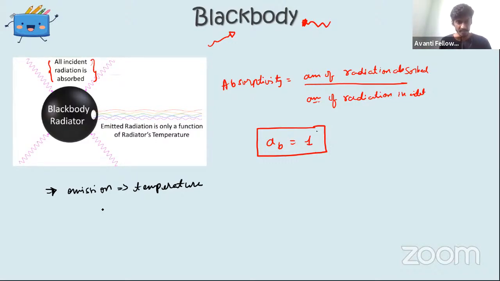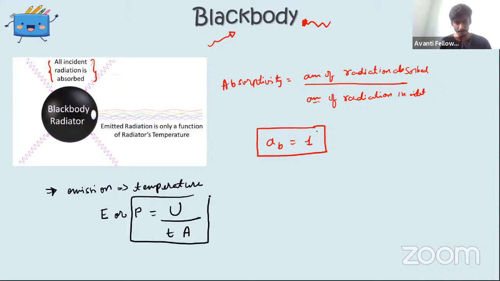And also emissive power E, also written as P, is equal to heat energy divided by unit time divided by unit area. This is one of the most important formulas you're going to use in numericals. The emissive power of a body is equal to the amount of heat energy emitted per unit time per unit area.